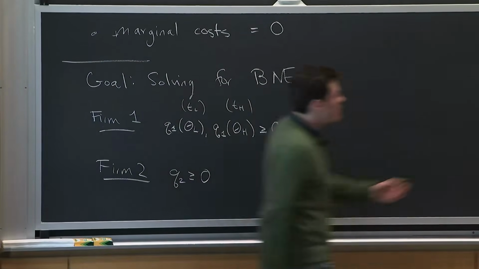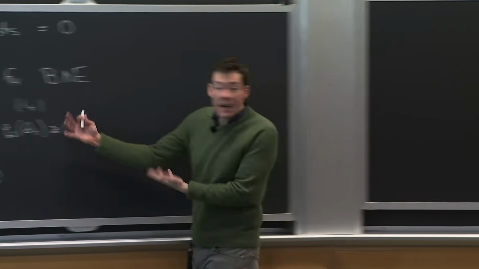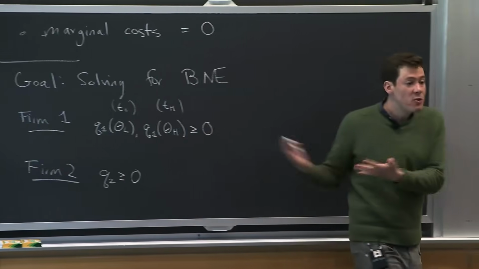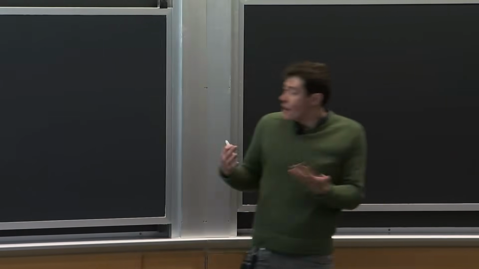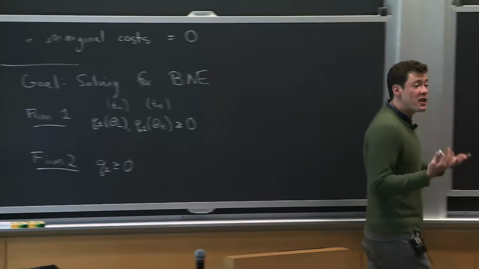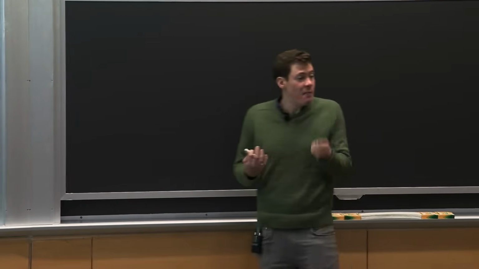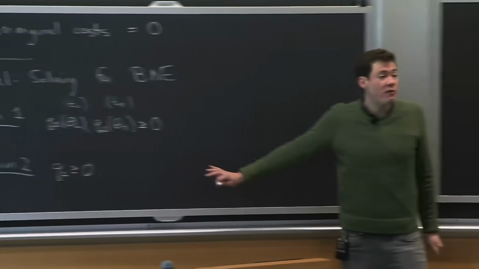OK, so let's try to write it down. So we've gone through step 1, which is identifying the kinds of objects that we're choosing, right? How many numbers we have to choose, how many functions we have to choose. The next step is to write down the equilibrium conditions, right? And the crucial thing about BNE, Bayesian Nash Equilibrium, is that we're going to have an optimality condition for every type of every player.